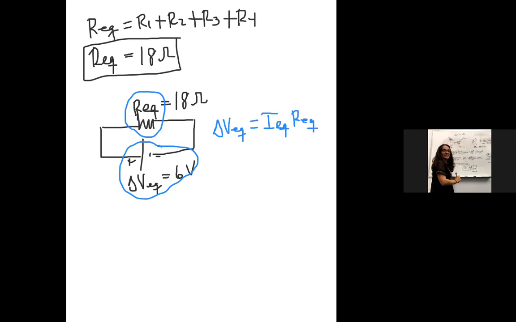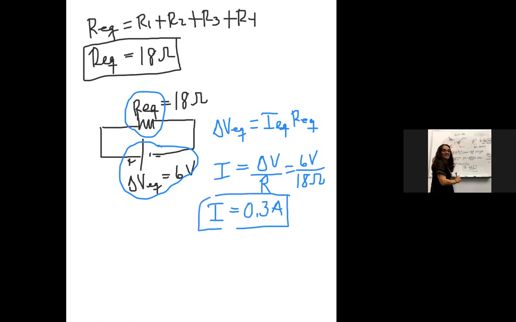Okay, so we're looking for the current flowing through this. So the current flowing through this is going to be the voltage over the resistance. So it's a 6 volt battery and the total resistance is 18 ohms. So this is going to give us a current of 0.3 amps.